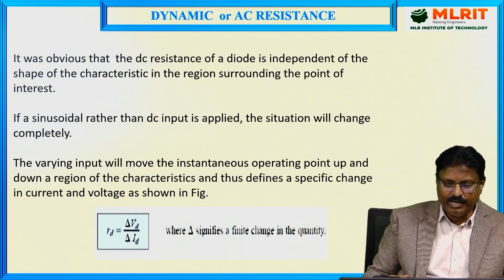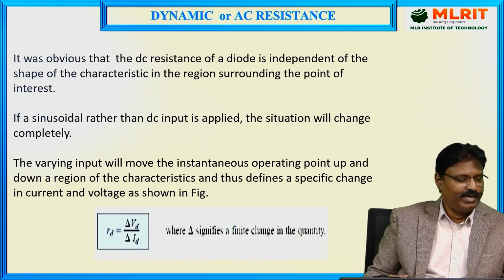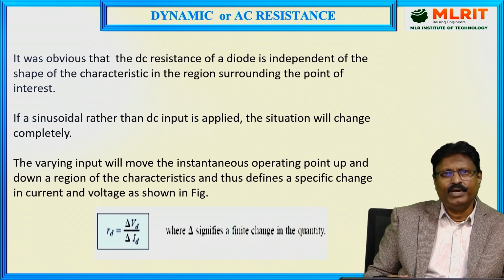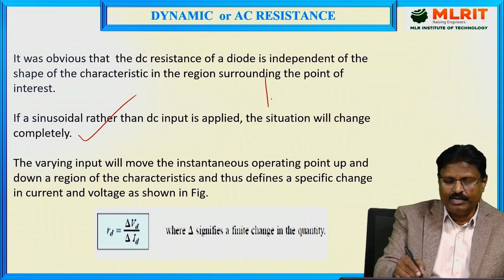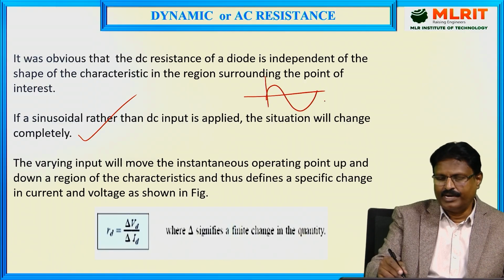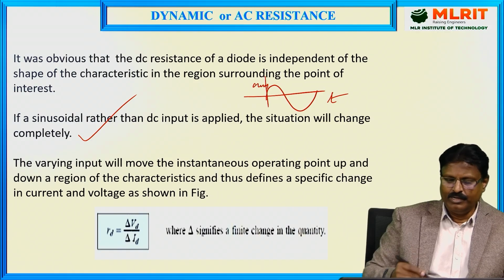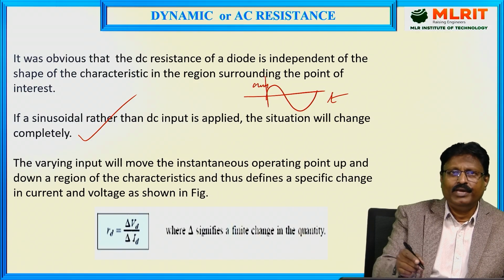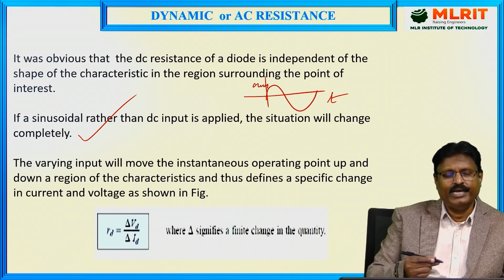And then about dynamic or AC resistance. How do we define this particular resistance of the diode? Suppose that instead of a DC input, you apply a sinusoidal input. Sinusoidal input means variation in accordance with time. A sinusoidal variation we are taking here. This is the amplitude. So whenever you give an AC signal instead of a DC signal, I am giving a sinusoidal signal.